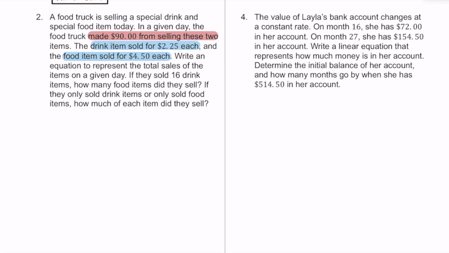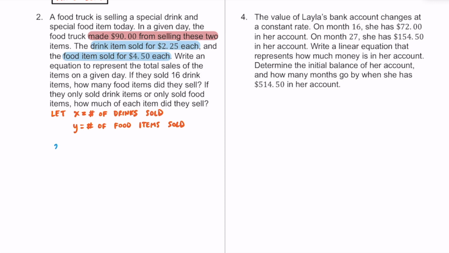Now, this is a classic example of when you would want to use standard form, just because we have a total amount of money that was made, and then we have two different items here that we're selling, and we know the cost of each of them. So before we write our equation in standard form, let's go ahead and define our variables. I'm going to let x represent the number of drinks sold, and let y represent the number of food items sold.